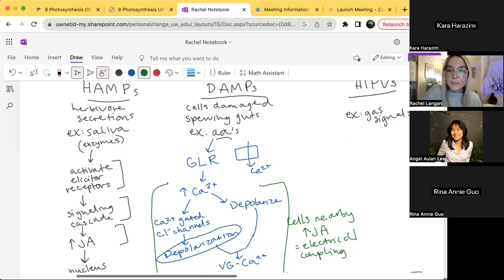But if there was a question and we were asked to give the pathway, and we could identify if it was a HAMP or DAMP, we would then give it. If the question said saliva, we would just say signaling cascade then to JA. But if it was like a DAMP... well, if the question was, oh, an animal ate a plant, then that's both.